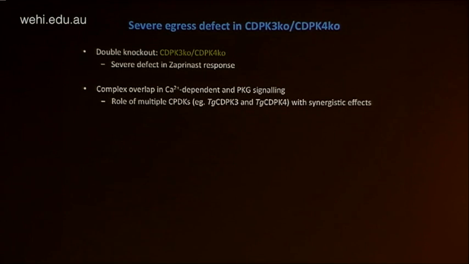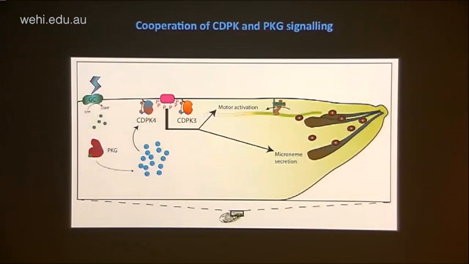So what this suggested to us is that there's actually a really complex overlap in the calcium-dependent and the PKG-dependent signalling pathways, and there's probably a role for multiple CDPKs at multiple stages of these pathways. Here, we might think that PKG stimulus of calcium release does have to go through CDPK3 and CDPK4 and maybe another kinase and maybe another one on top of that. And CDPK4 and CDPK3 here are really acting synergistically to rapidly upregulate activation of the actomyosin motor, secretion of the micronemes to allow the parasite to activate egress.